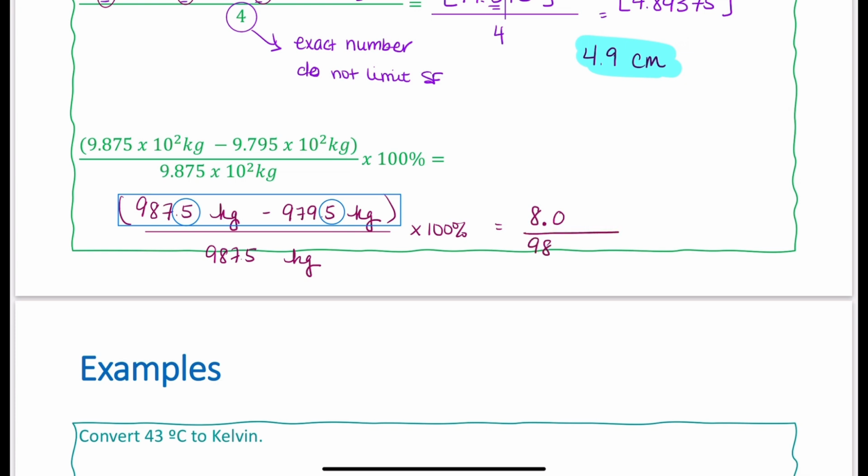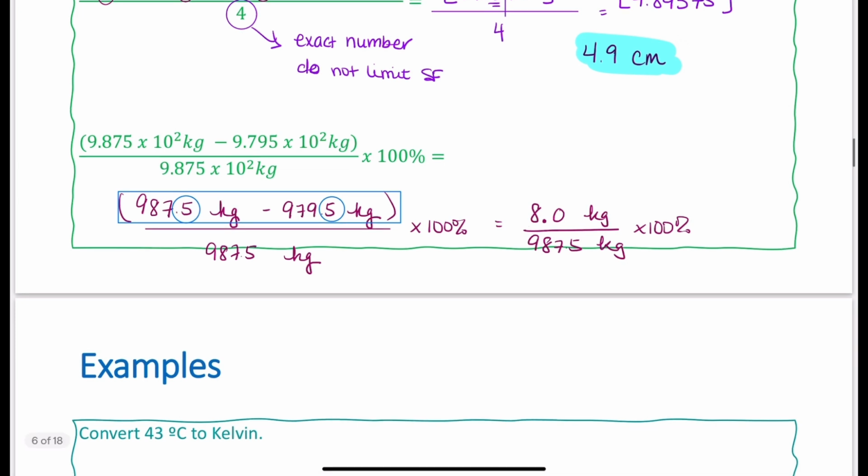8.0 divided by that 987.5. This is in kilograms, times 100%. Now I'm doing division, so now I'm looking at the number of sig figs. In my numerator, both of these numbers are significant, so I have 2 sig figs in my numerator. In my denominator, there is a decimal place right there. It's kind of hidden in there. 987.5 has 4 sig figs. When I calculate this out, multiplied by 100, the 100 is exact. It does not limit my sig figs.